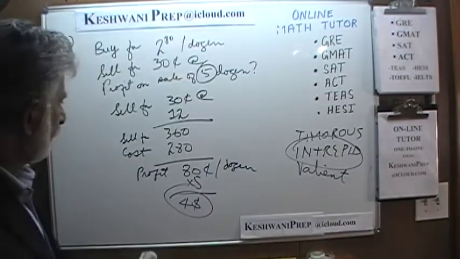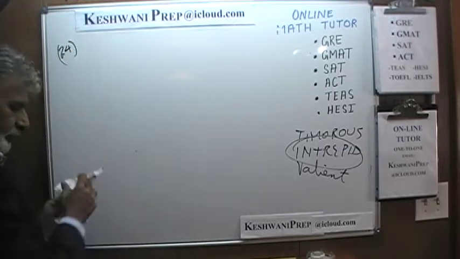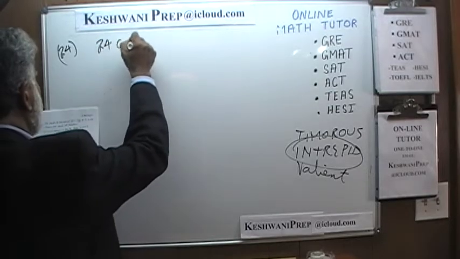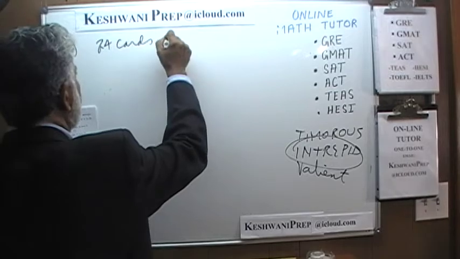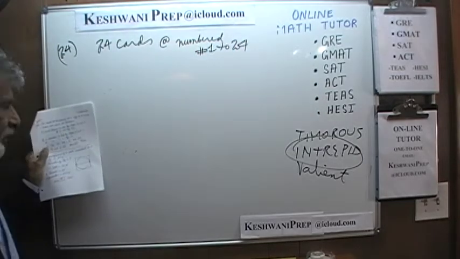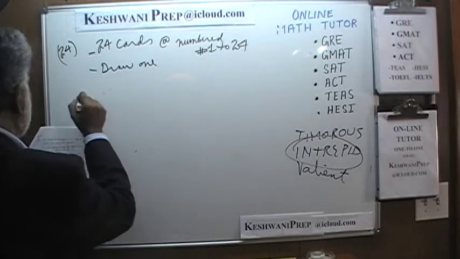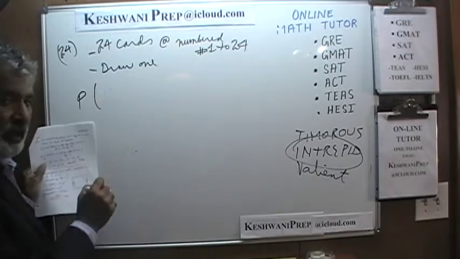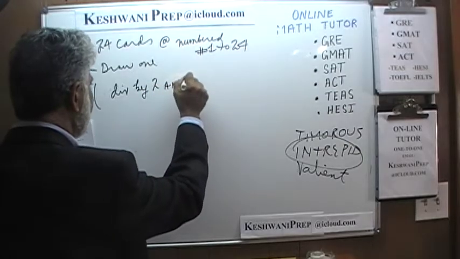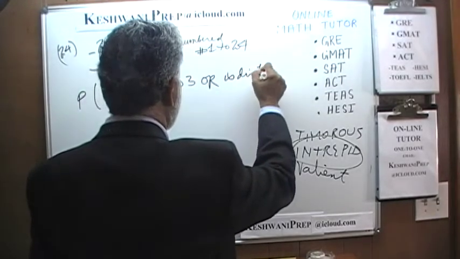24. Says that we have 24 cards, and we number them, each numbered 1 through 24, a different number. Each one of them is numbered with a different number. We're going to draw one card at random. The question is this: what's the probability that the card that we draw is divisible by 2 and 3, or is divisible by 7.